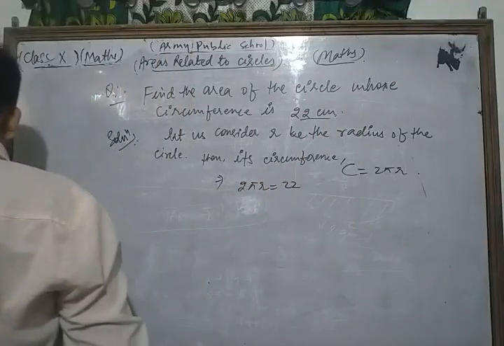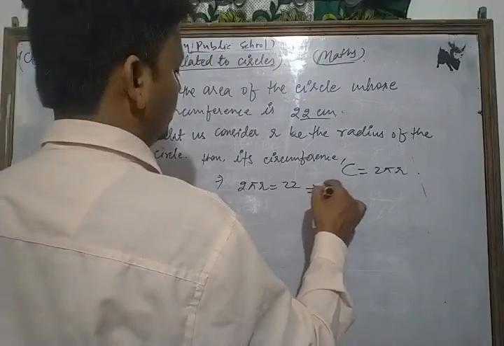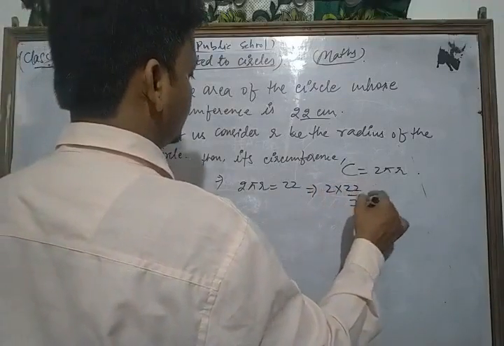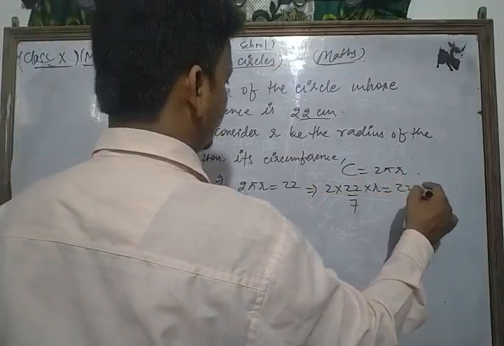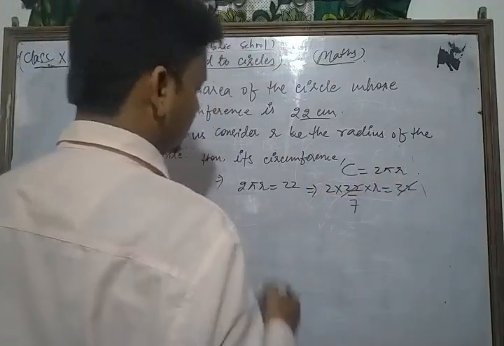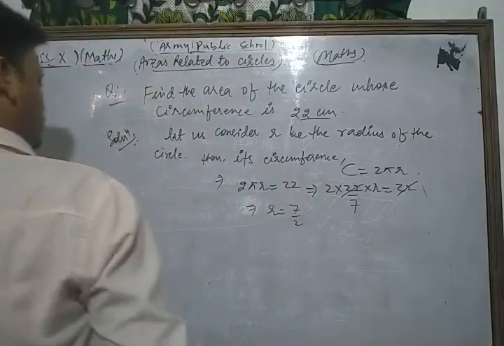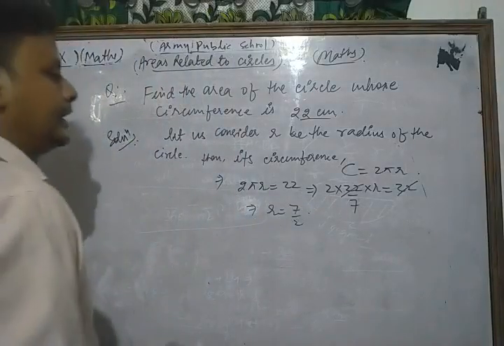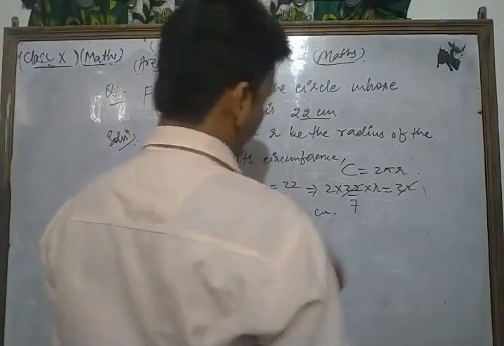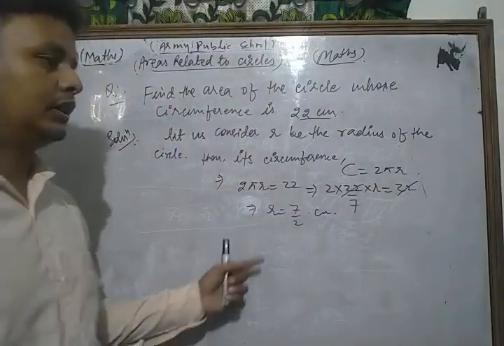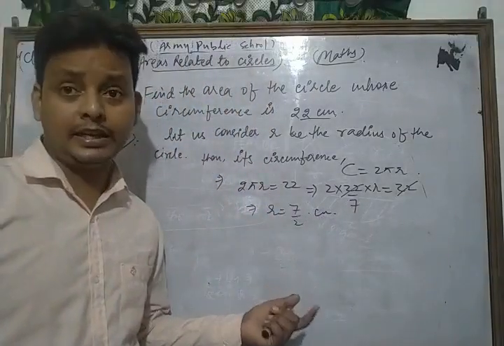Now we put the value of pi: 22 upon 7 into r is equal to 22. 22 cancel to each other. Thus the radius of the circle is what? 7 upon 2 centimeter. Now in this way we find its area.